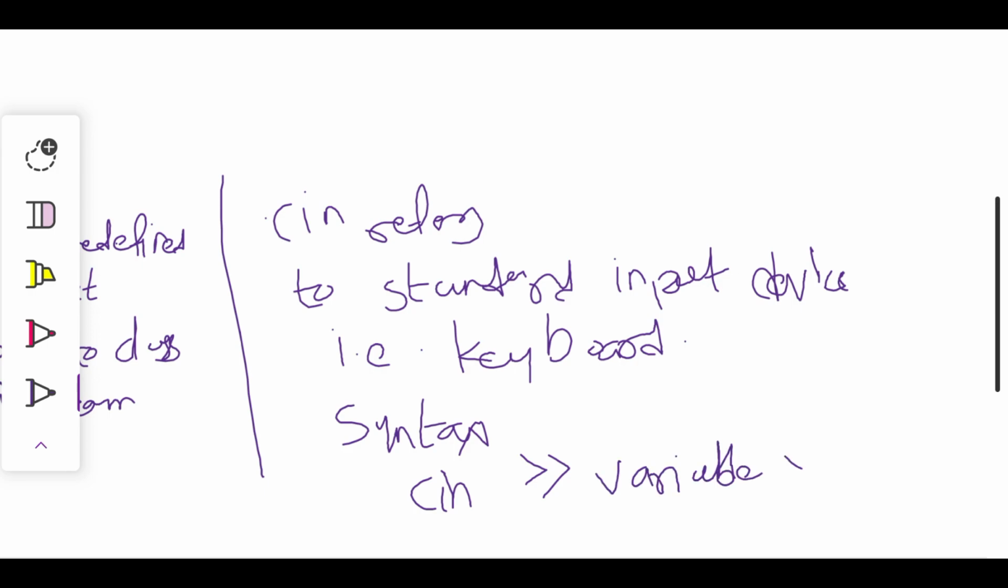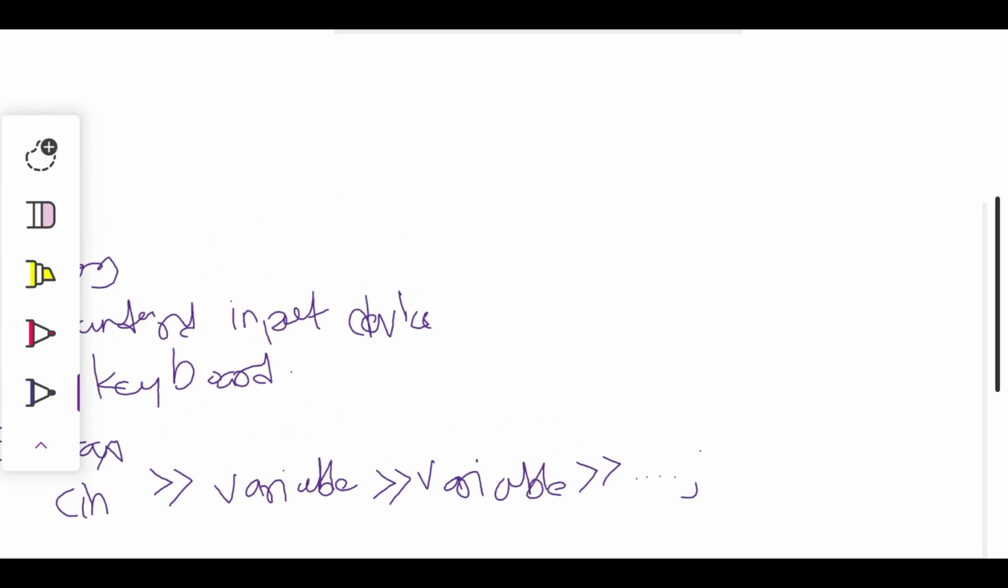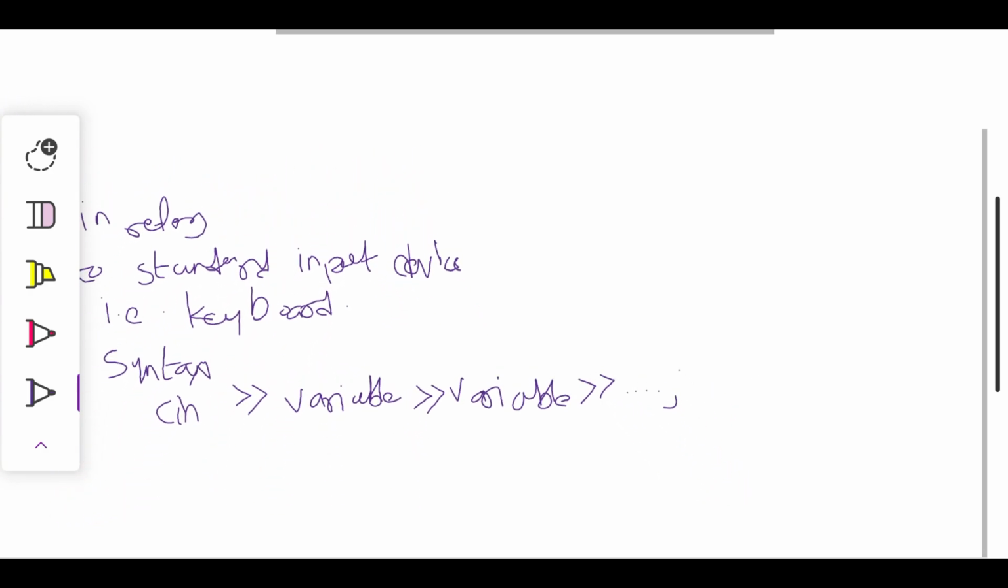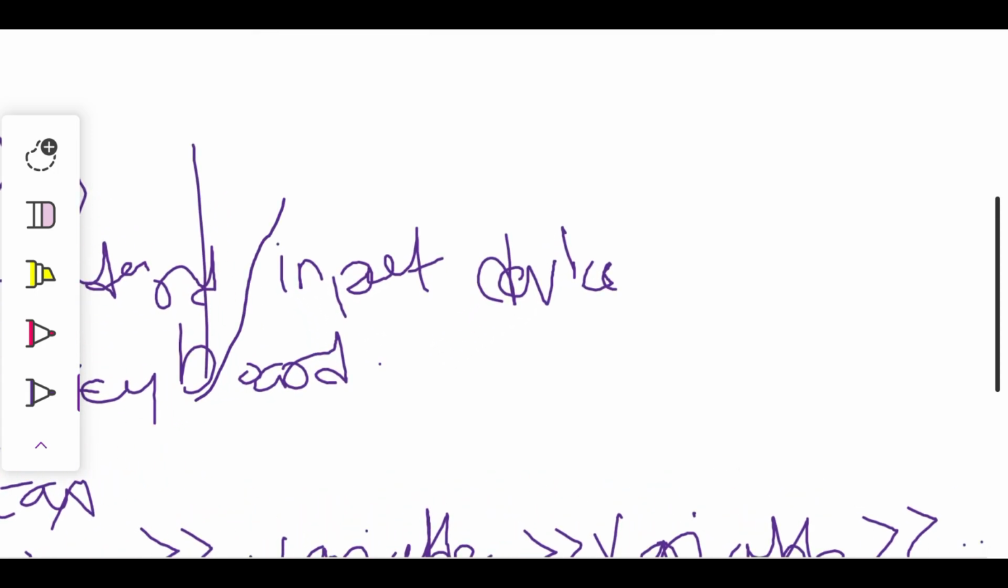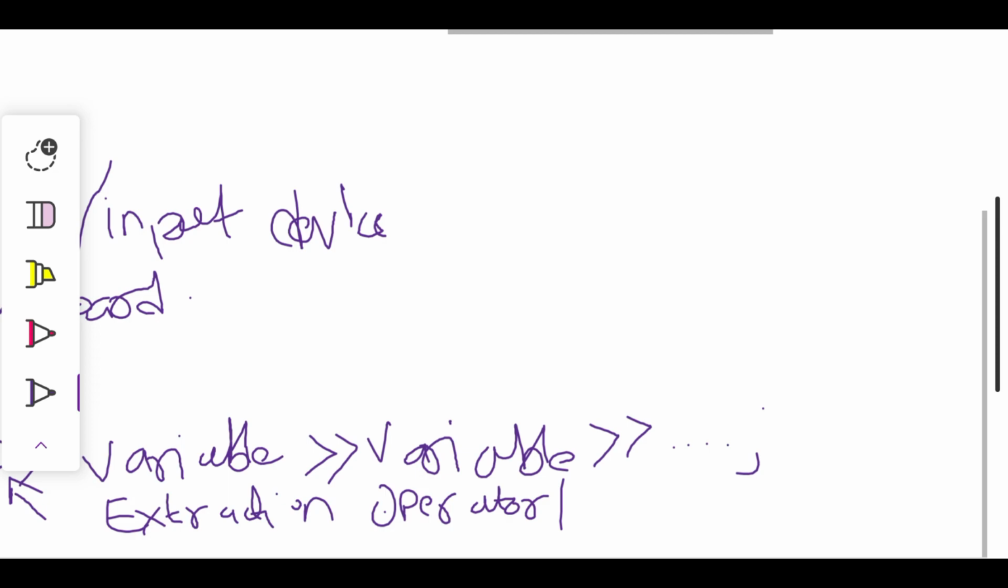ये जो होगा वो cin का syntax होगा. This is the syntax of cin. अब आपके सामने बहुत बड़ा क्वेश्चन अराइज होगा कि जो ये ऑपरेटर है, this operator, what we called it as? It is called as extraction operator.